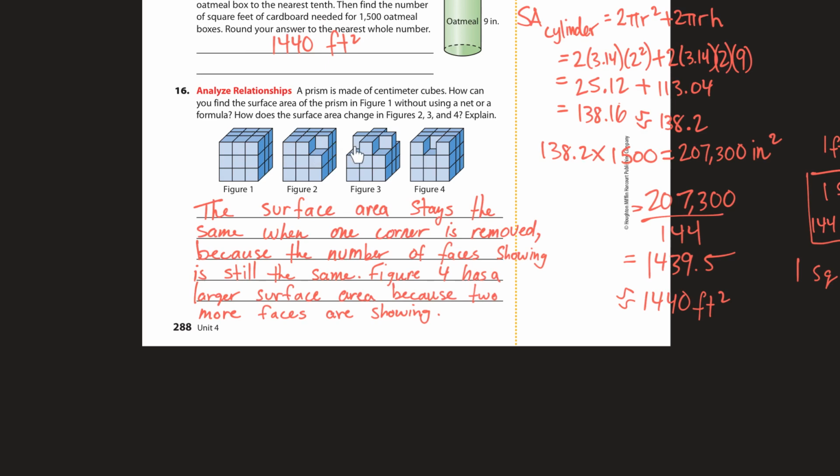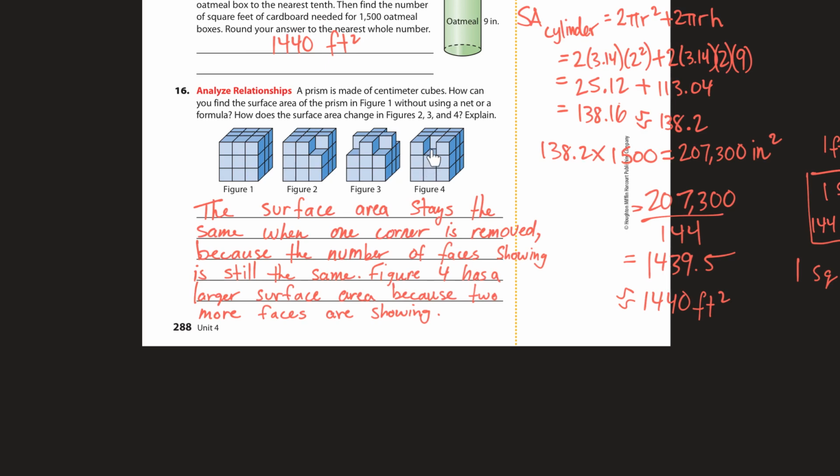Now, when we take out these other corners here, if you take out one corner, same surface area. You take out any corner or all the corners, it's the same surface area. So the figures 1, 2, and 3 have the same surface area. Different volume, but it's the same surface area.